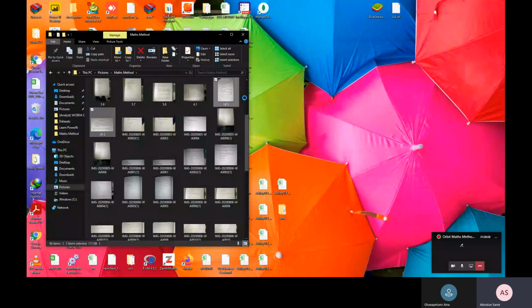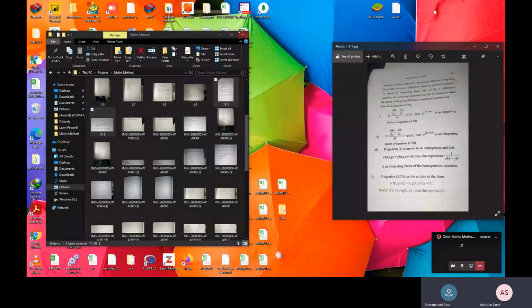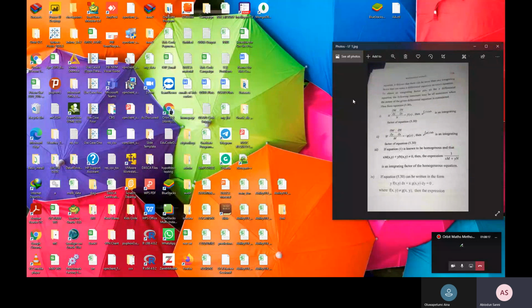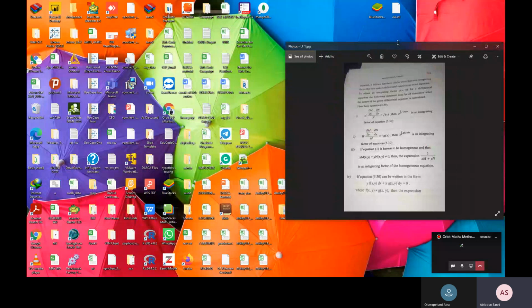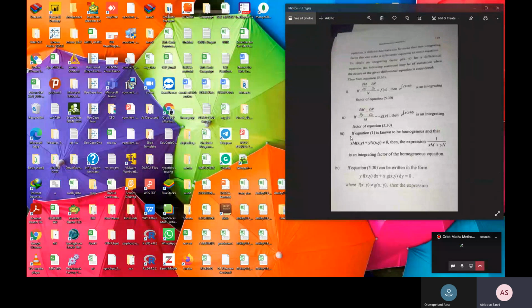So if you look at this guy, you see a condition here. Let me enlarge the screen. So if you see number 3, say if equation 1 is known to be homogeneous and that it can have something like this, then you can have something like this expression. But if you have this, then your integrating factor is going to be the exponent of the integral of f of x.